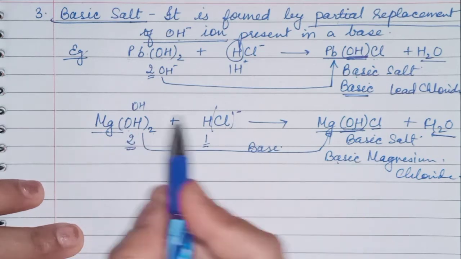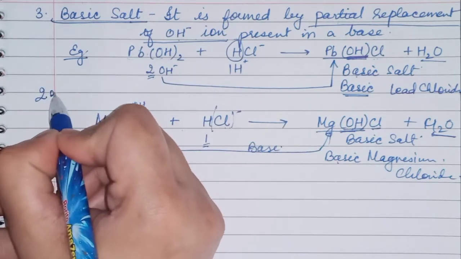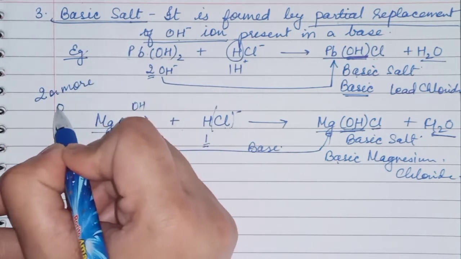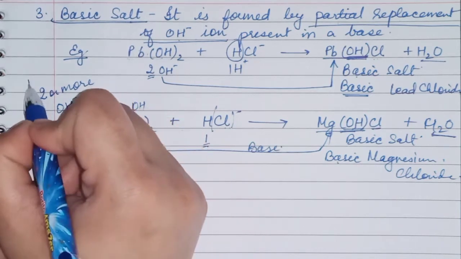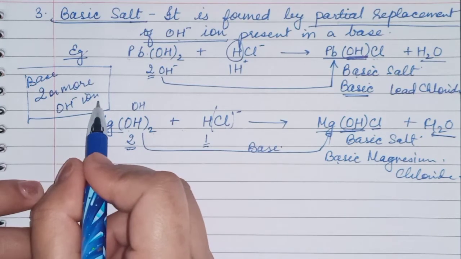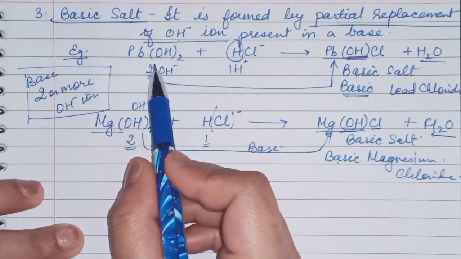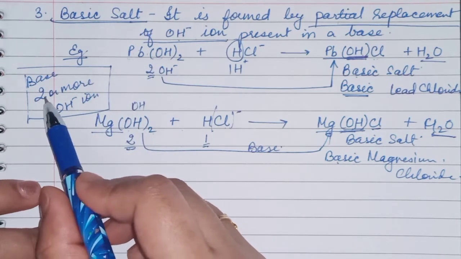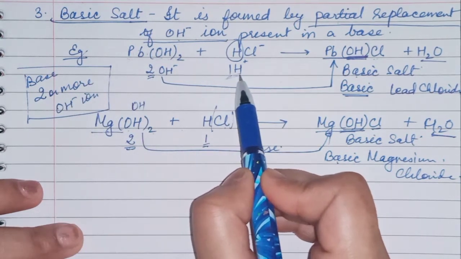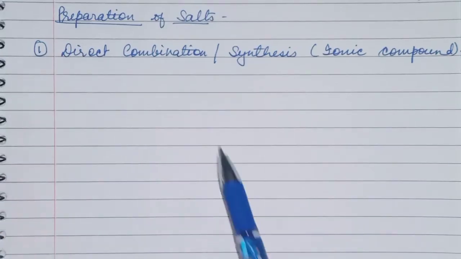And here the same condition applies: for forming basic salt, the base must contain 2 or more OH minus ions. If it has only 1, then again it will form normal salt. If it has 2, then out of 2, 1 is used. If it has 3, it can use 2 or 1. So 1 will always remain with the salt. Clear, children?